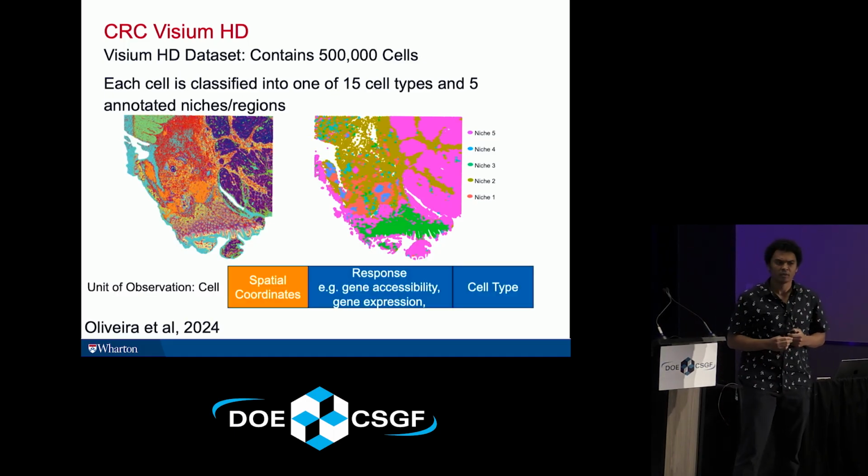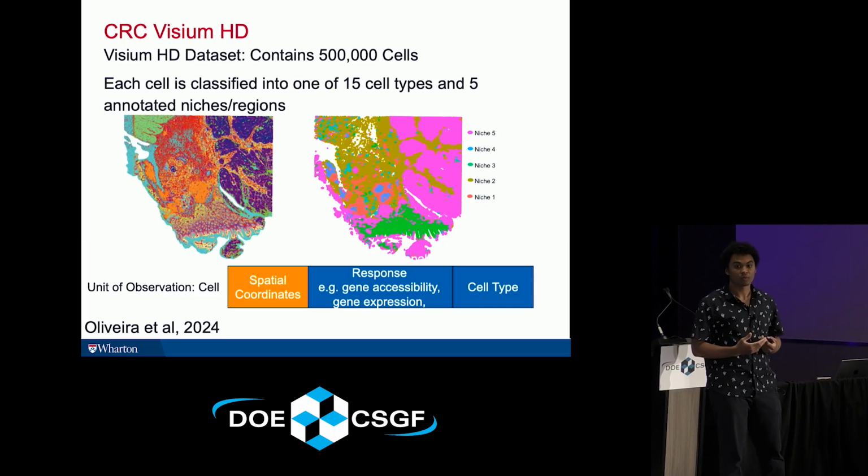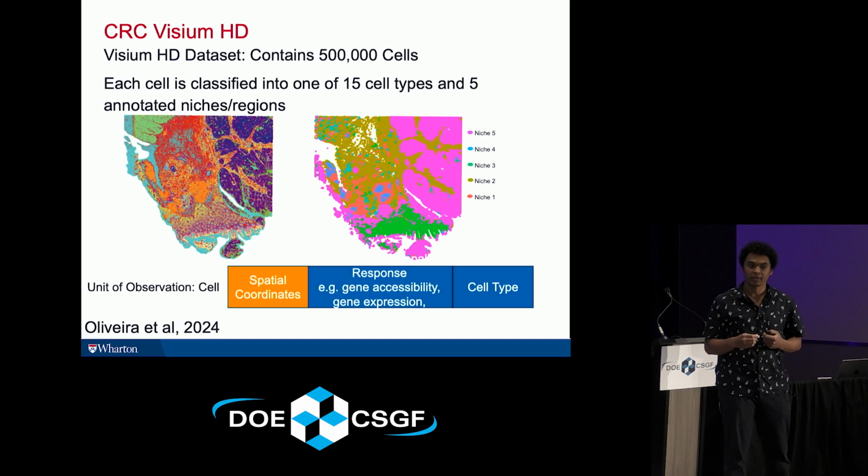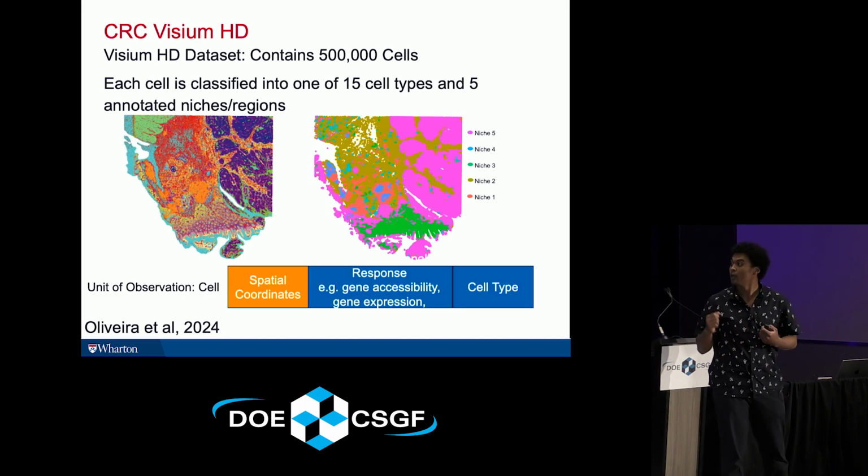And so the data that we work with here is going to be a matrix, where each unit of observation, or row, is going to be a cell. And for each cell, we get the spatial coordinates, both x and y, some high-dimensional response vectors such as gene expression, and then its cell type.